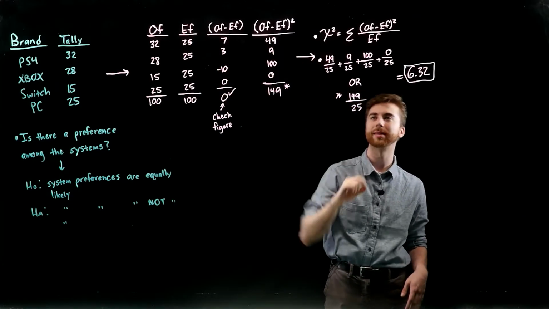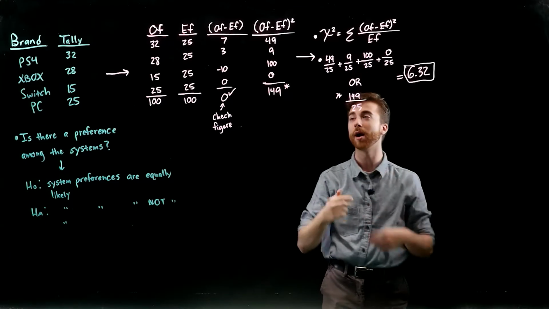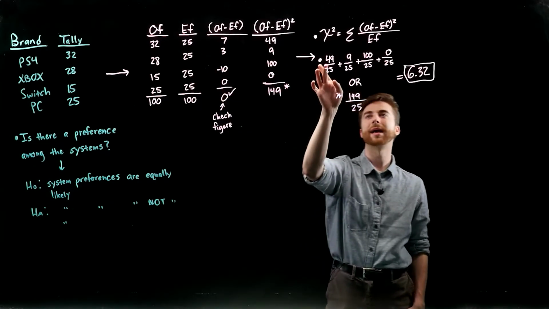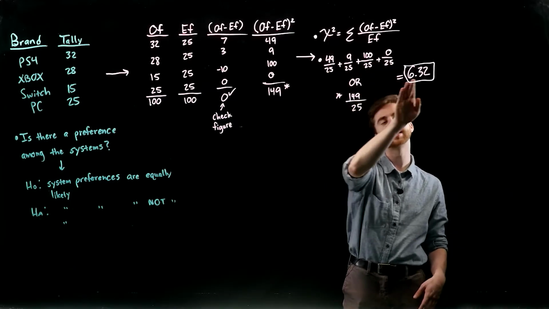So I get that number right there. And then I add to that, because it's the sum of 9, this OF minus EF squared divided by its EF. And I add all those together to get 6.32.